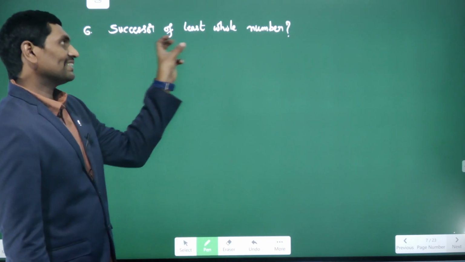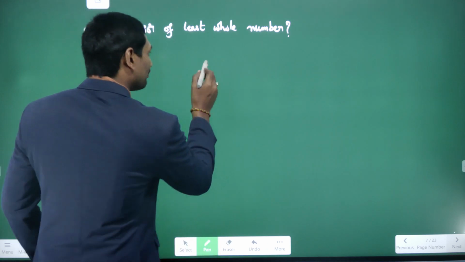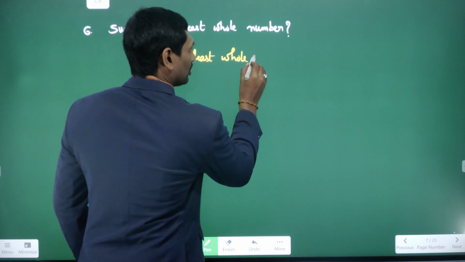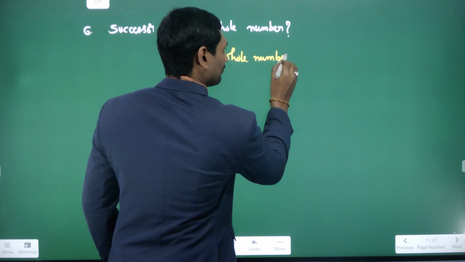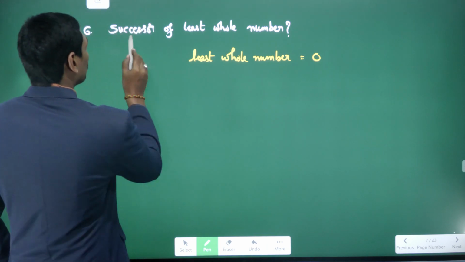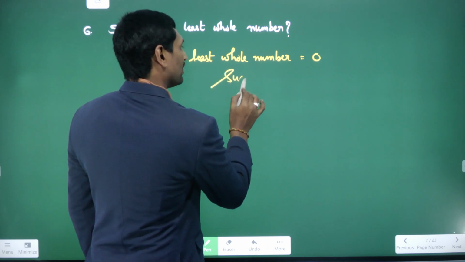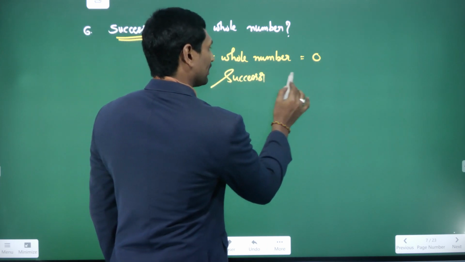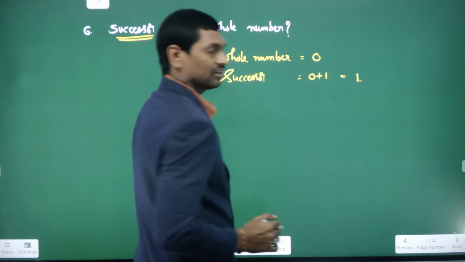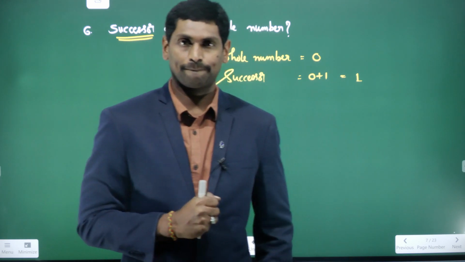See here, the successor of the least whole number. What is the least whole number? The least whole number is 0. And you are asking about the successor. How will you get the successor? You get the successor by adding 1. So 0 plus 1 is 1. So the successor of the least whole number is 1.